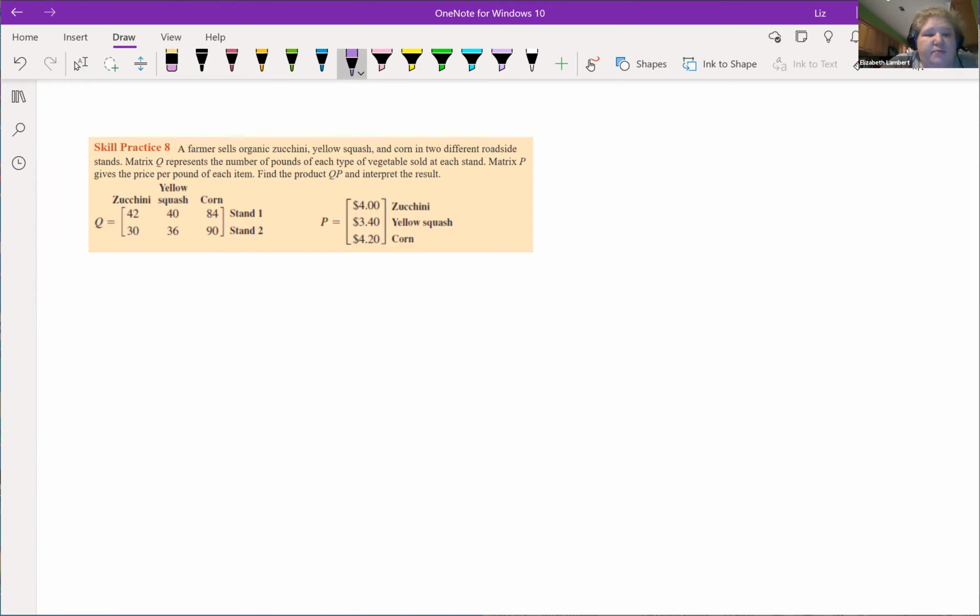Matrix P gives the price per pound of each item. Now take a look at P. It is a column with $4 for zucchini, $3.40 for yellow squash, and $4.20 for corn, the price per pound of each item. And now they tell us find the product QP and interpret the result. So first, let's find the product, and then we'll interpret what those things mean.